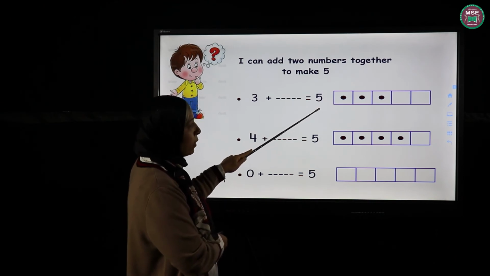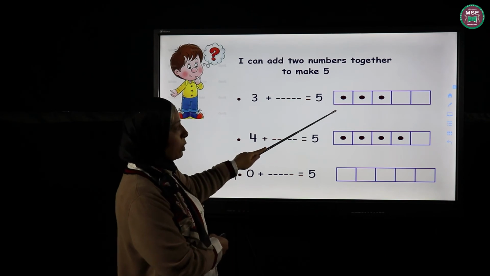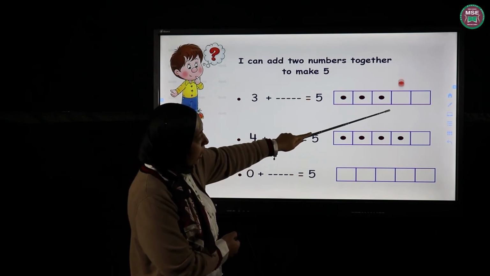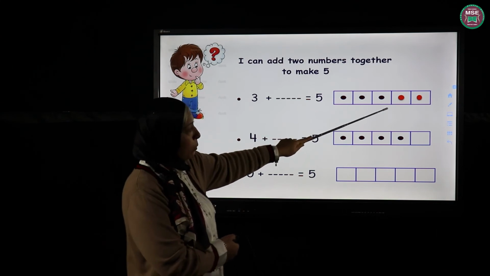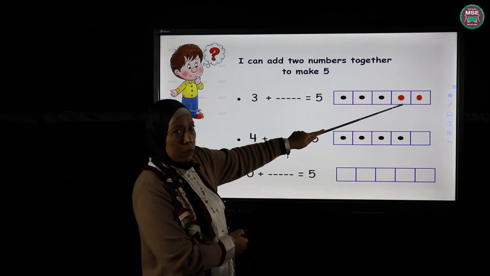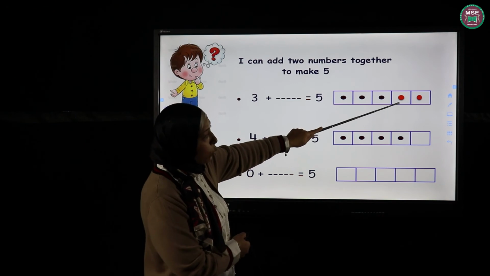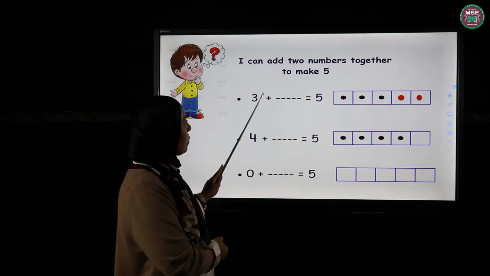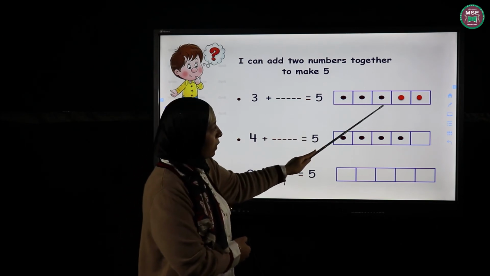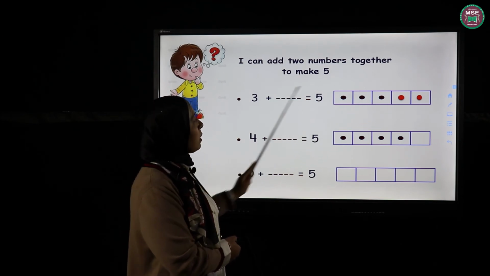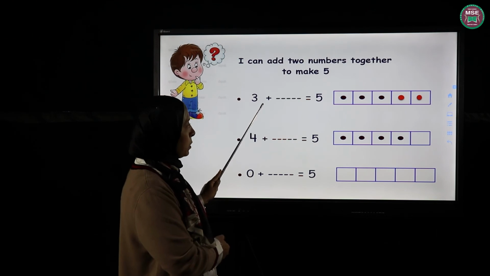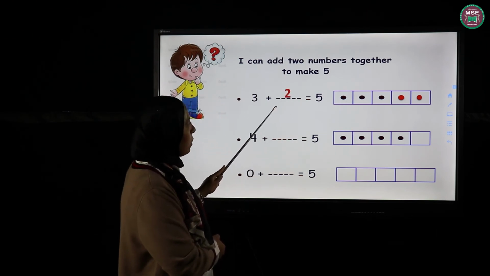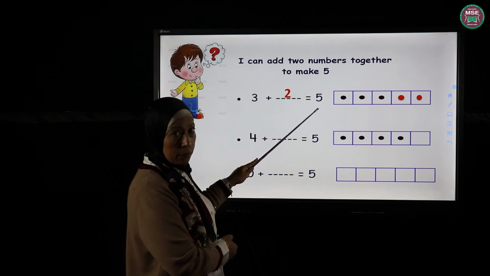To make number 5, look at the 5 frame. How many more dots do I need? 1, 2, 3, 4, and 5. So how many more dots did I draw? I draw 1 and 2. So this means that 3 dots here, the one that I already have, plus 2 more dots to number 3, makes 5.